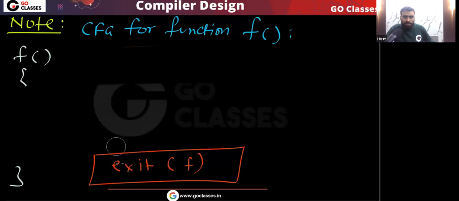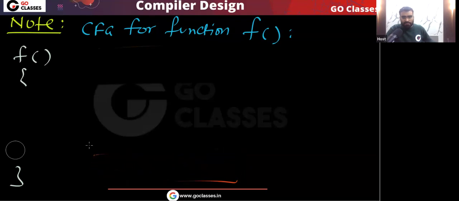In your function f, maybe you are calling g. Let's assume this type of situation: you have something like go to L1, and maybe I1, I2, I3, and I4. Only four instructions are there.